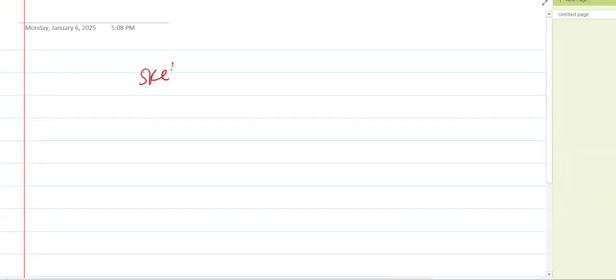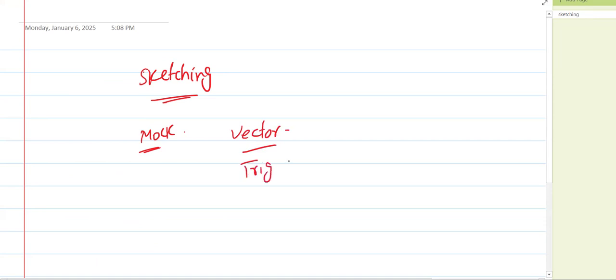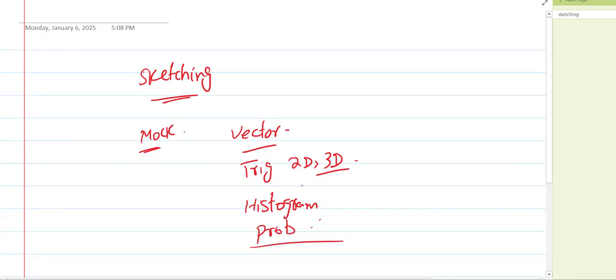Now listen to me. I will send you two worksheets. One will be a very small worksheet about such questions on sketching. The second will be the mock worksheet. The mock worksheet will include vector questions, trigonometric questions, 2D and 3D, histogram questions, and probability questions. The deadline will be tomorrow, 3 p.m., for both worksheets.